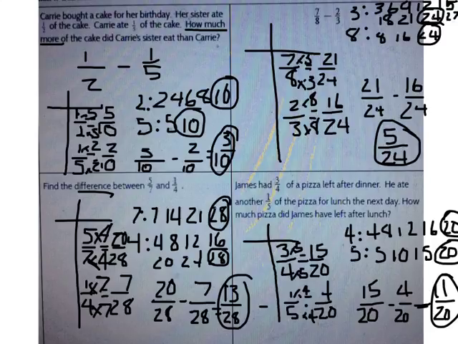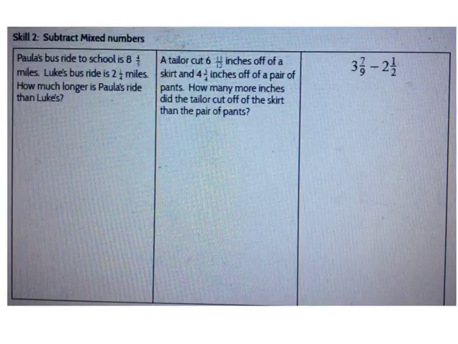The answer is 11/20. If you got the question wrong, pause the video and take a moment to check your work with mine. Let's move to skill 2. We've also talked about subtracting mixed numbers. Paula's bus ride to school is 8 4/5 miles. Luke's bus ride is 2 1/4 miles. How much longer is Paula's ride than Luke's?